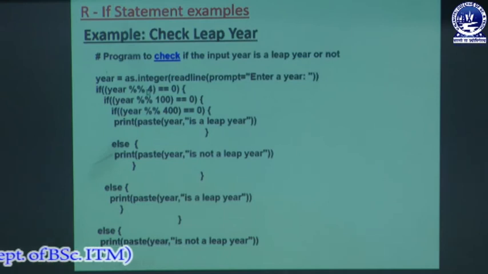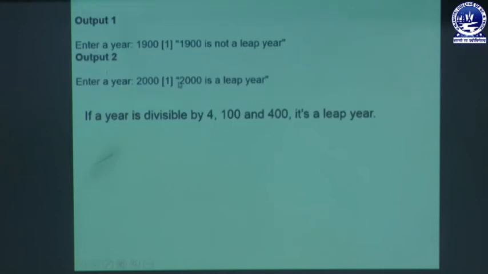And if it is divisible by 4 but it is not divisible by 100, then how will it be given? It will divide by 4, that means here, so this else part is coming under here. So paste year is a leap year. So this is the syntax of writing if else statements within one another. This is an example and this is the output. So if a year is divisible by 400, then it is a leap year.